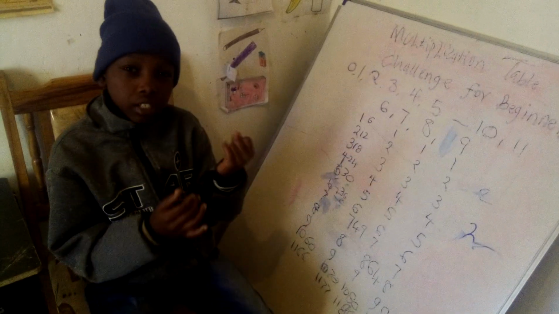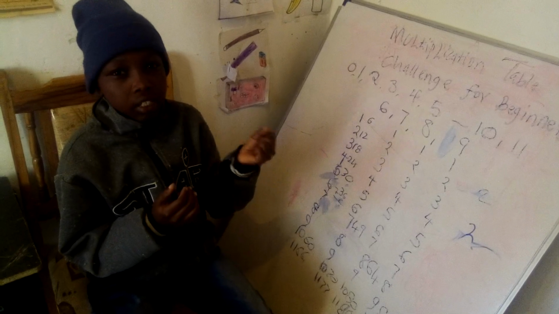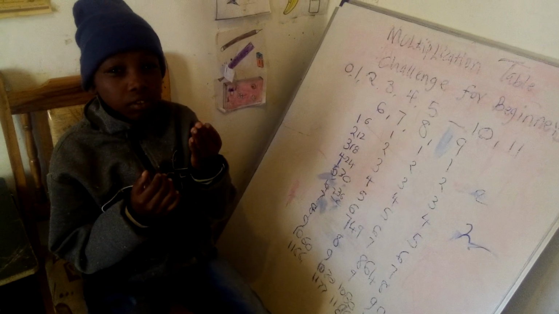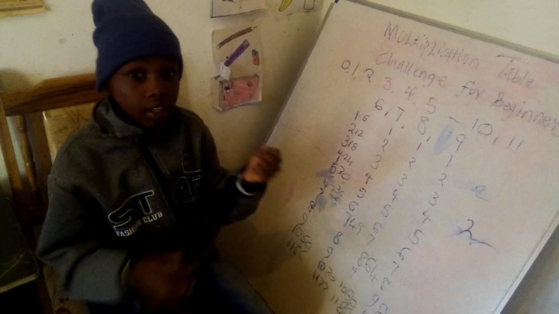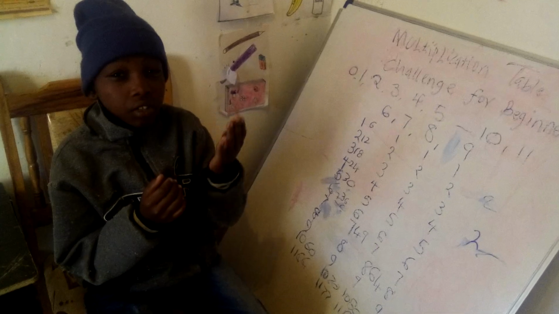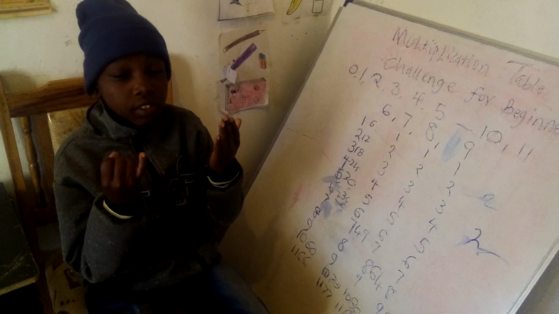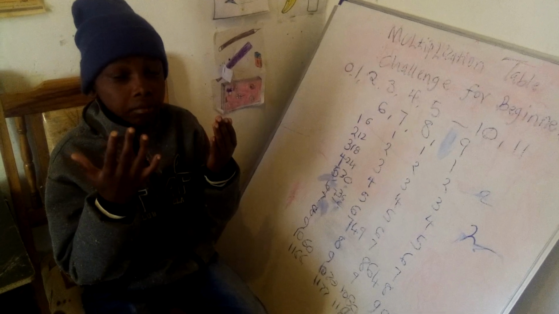Table of 10: 10. You add 0 behind it. 10, 20, 30, 40, 50, 60, 70, 80, 90, 100. Table of 11: 11, 22, 33, 44, 55, 66, 77, 88, 99, 110.